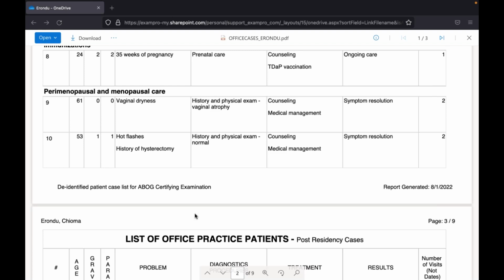So this patient's 53-year-old G1P1. Let's say she's not 53. Let's say she's 38. And she comes into your office because someone mentioned something about perimenopause. How would you counsel the patient if they said, what does it mean by being perimenopausal?